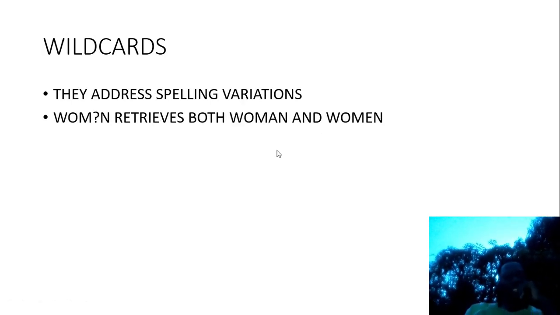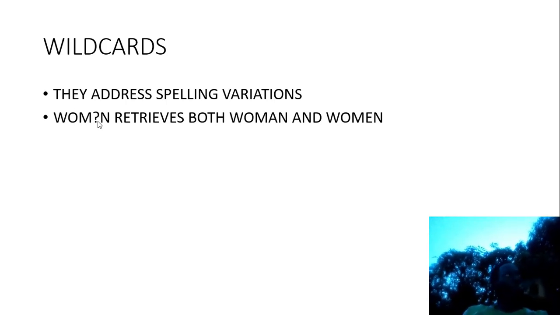Then wildcards, they just address spelling variations. It's the same word, the same meaning, but they vary according to the spelling. As you can see here, wo?an, with a question mark. The spelling is differing here. You can't pronounce it because of the question mark, but it is showing this is the word, and it will vary in the spelling. So when you search that, it will bring for you woman and women.